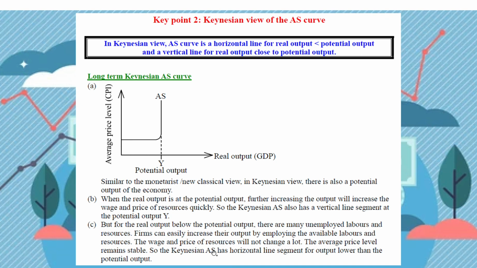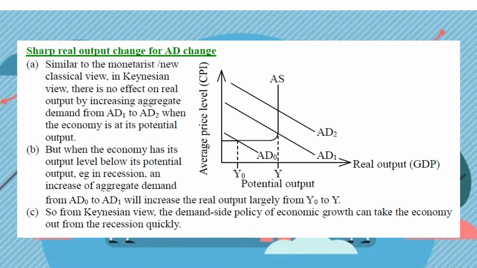So the Keynesian AS follows the same employment concept as the monetarist point of view. But just think about it in detail: what happens if the output is lower than the potential output? So it becomes a horizontal line segment for outputs lower than the potential output. Wow, so smart. And the model is so simple. And its significance, yes, its significance.